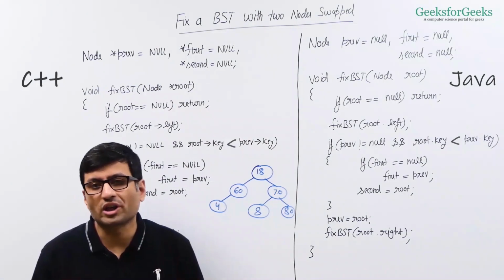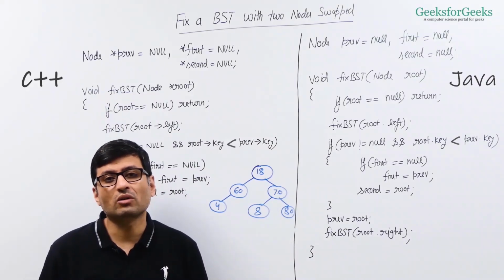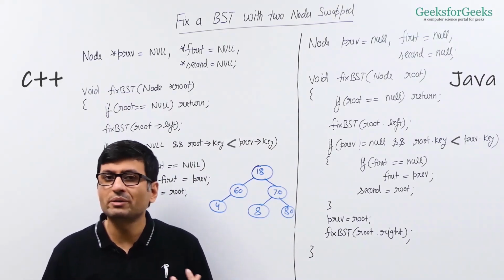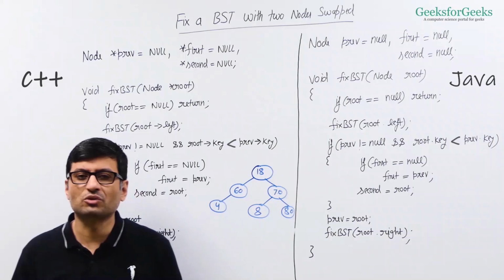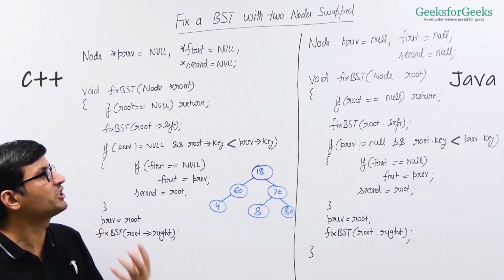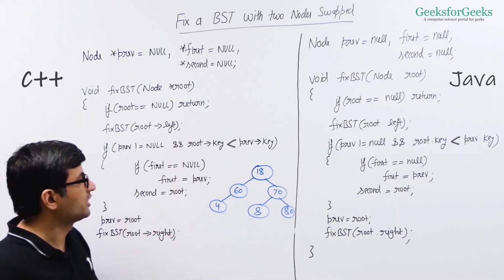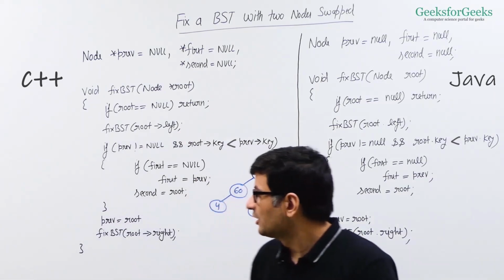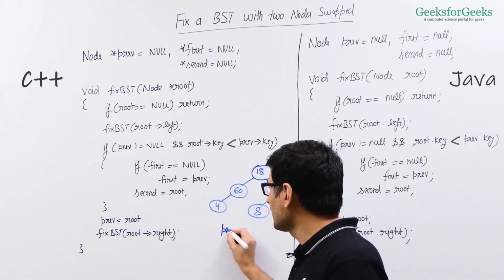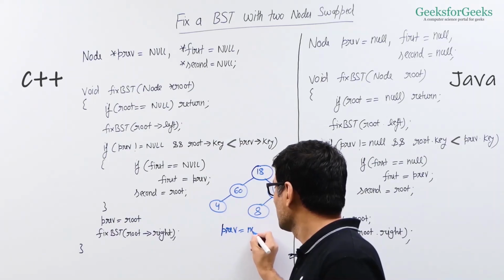When you are doing in-order traversal, your previous pointer or reference might be null. It will be null for the first node that you visit in the traversal, right? Because we have initialized previous as null. Let's do a dry run of this code on this example tree. So we initialize previous as null, right?